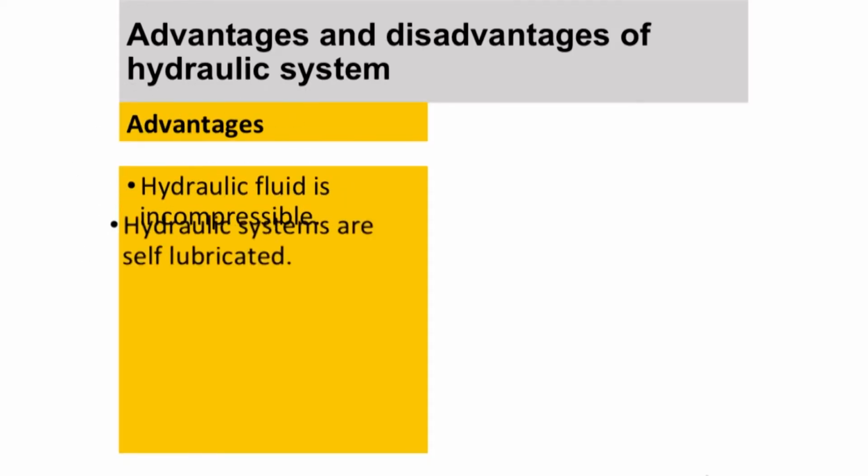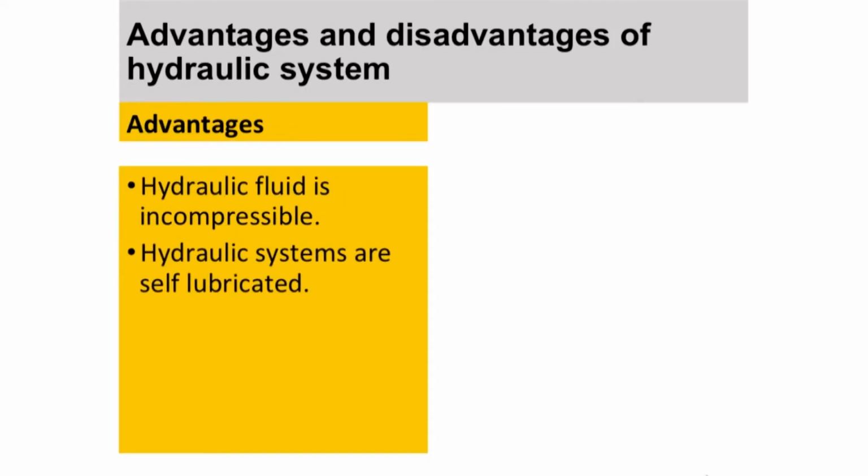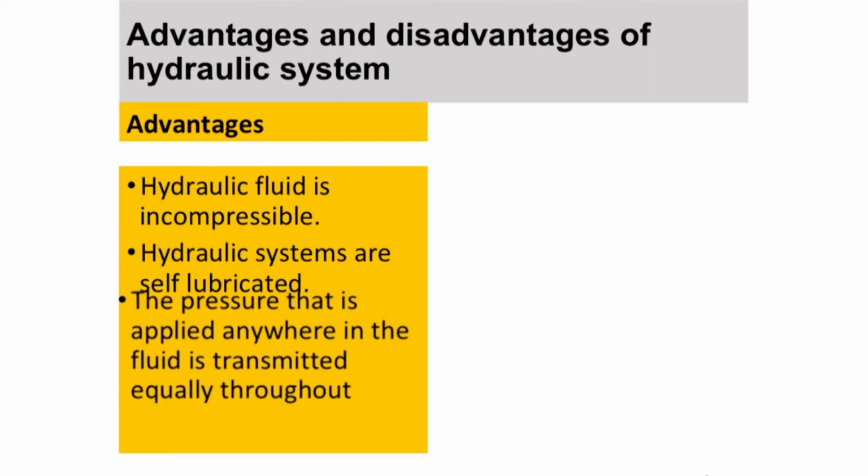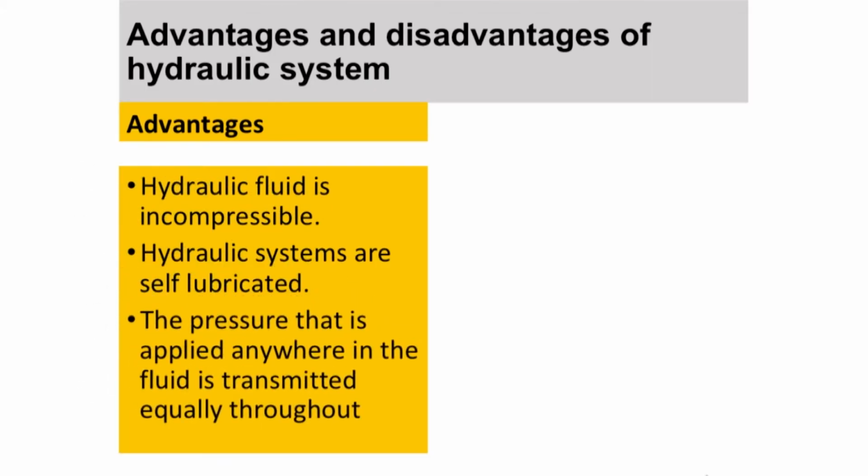Then we also say hydraulic systems are self-lubricated. Remember, this is an advantage because if you are working with engineering systems, the parts need to be lubricated. But in this case, since hydraulics uses fluid, it's self-lubricated. And thirdly, the pressure that is applied anywhere in the fluid is transmitted equally throughout.